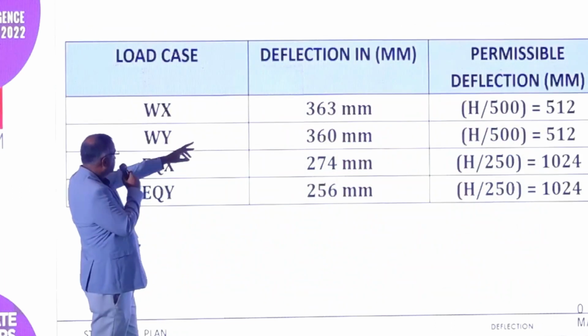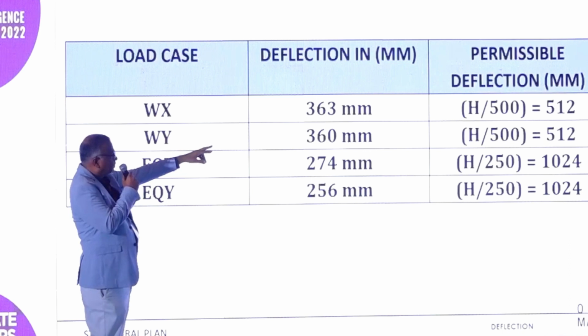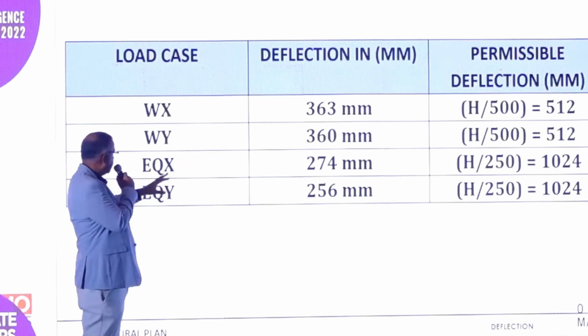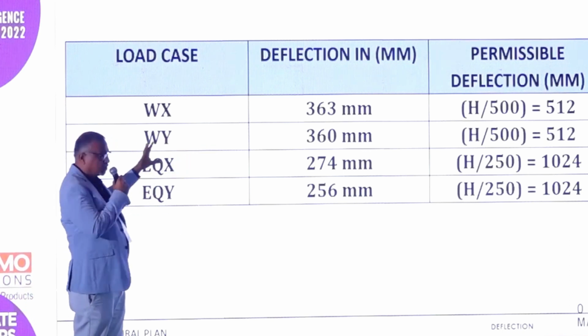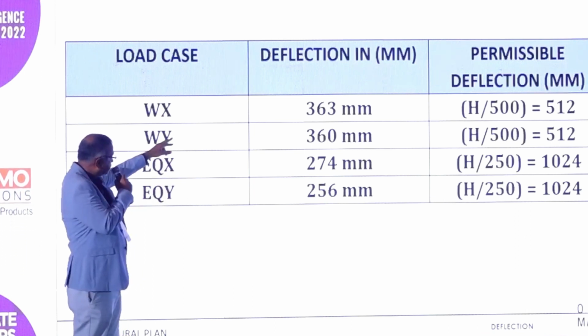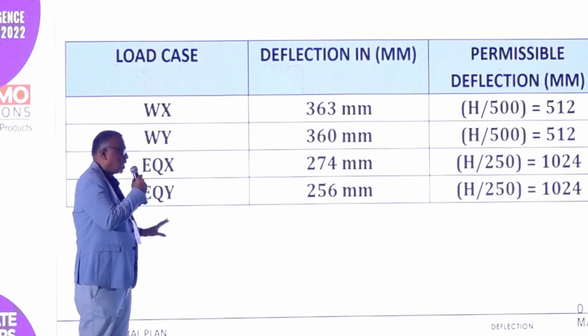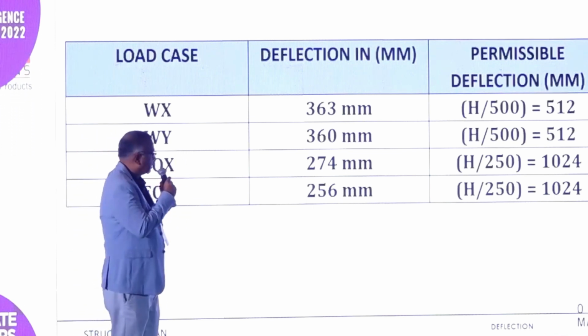So now these are the permissible deflections, H by 500. This is 512 millimeters, and with the proper outrigger arrangement and all this, we have achieved 360 millimeters in X direction and 360 millimeters in Y direction, which is quite a fair number.